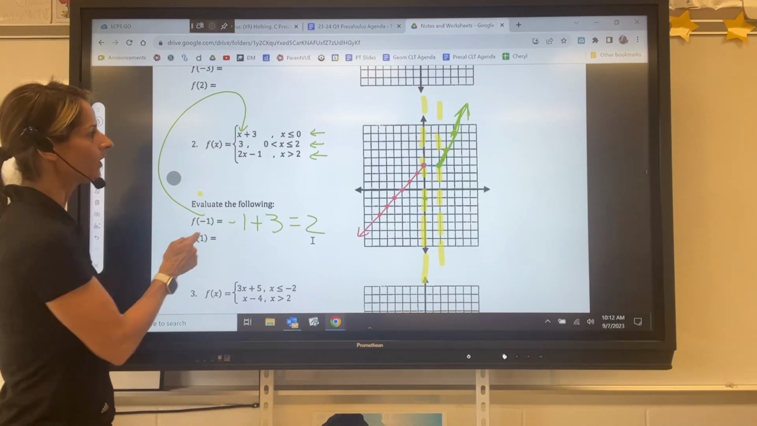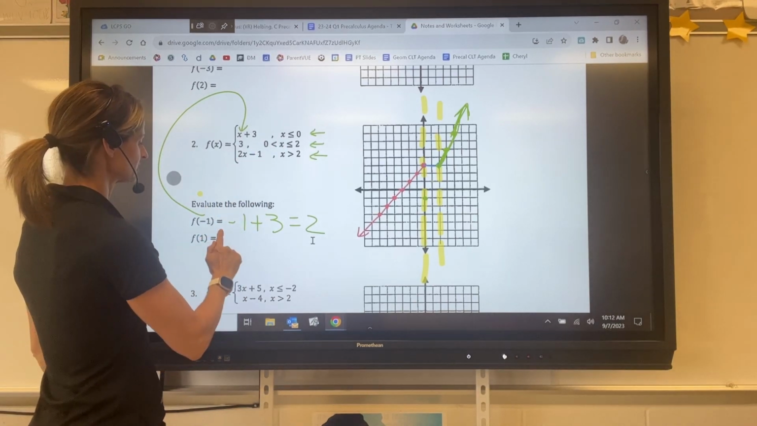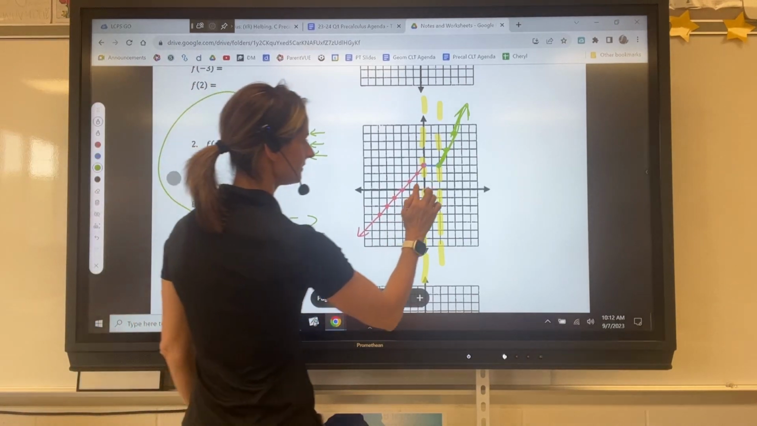Now 1 is between 0 and 2. So that's just gonna be 3. There's nowhere to plug it in, it's constant. F of 1 is gonna be 3.